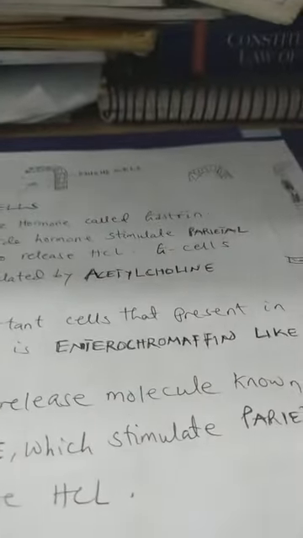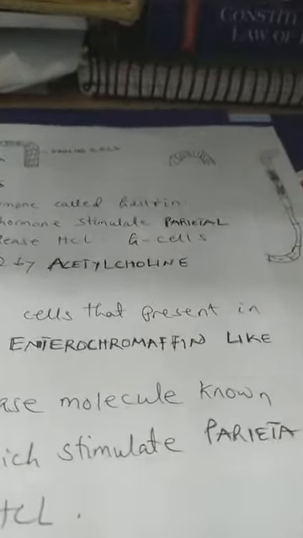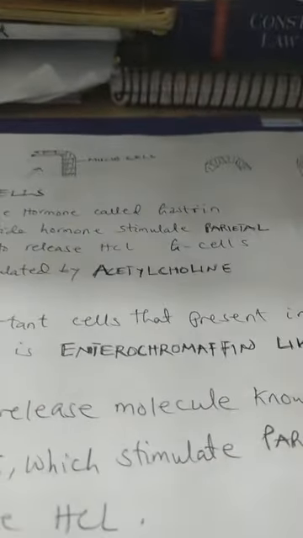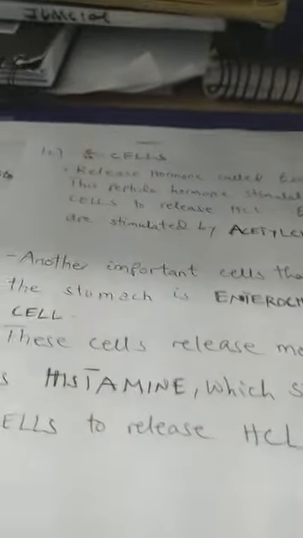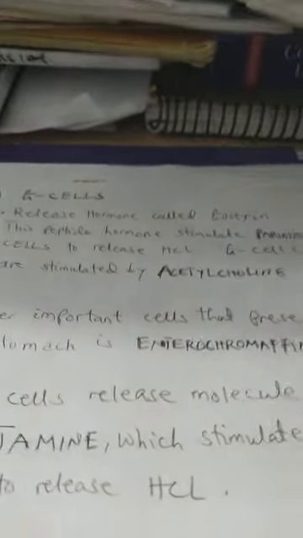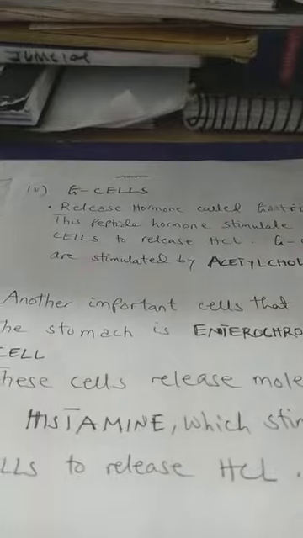So we also have another important type of cell present inside our stomach, known as enterochromaffin-like cells. And these enterochromaffin-like cells help in the secretion of another chemical substance known as histamine. And just like gastrin, which is produced by G cells, this histamine also stimulates our parietal cells to release our hydrochloric acid. So that's a quick review of what is actually taking place inside our stomach.